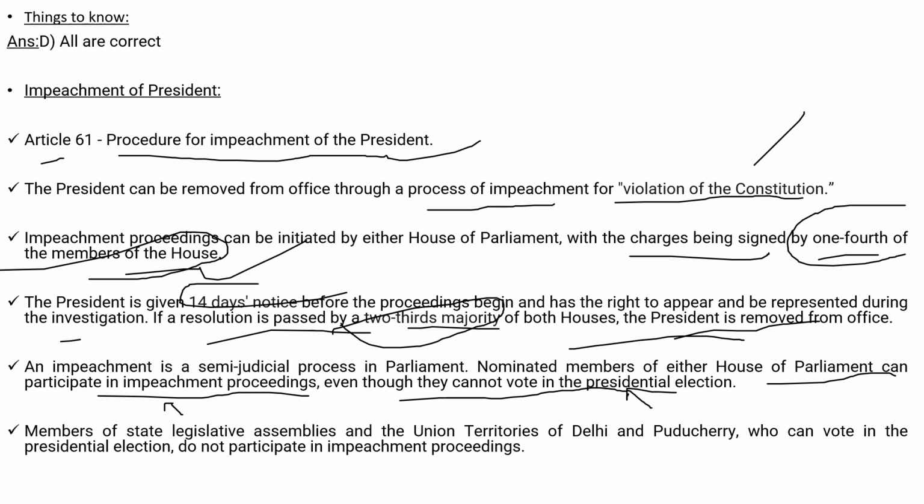Members of state legislative assemblies and the UTs of Delhi and Puducherry, who can vote in the presidential election, do not participate in impeachment proceedings. This is also an interesting fact. Those who can vote in the presidential election, such as members of state legislative assemblies and the UTs of Delhi and Puducherry, cannot vote or participate in impeachment proceedings. Okay.